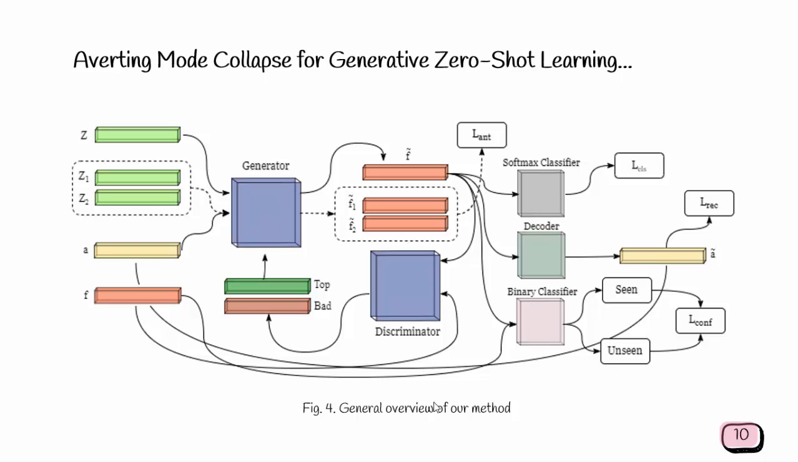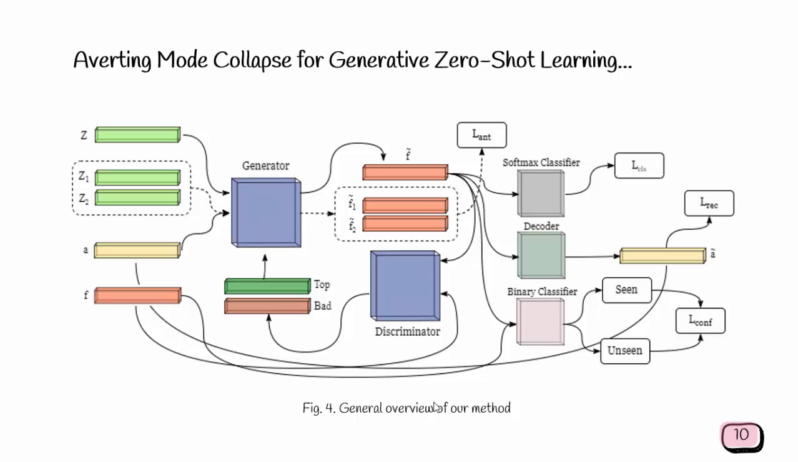In this slide, we will introduce our method, Averting mode collapse for generative zero-shot learning. Many papers have been published inspired by the paper presented in the previous slide. Our paper is one of them. We have used the paper introduced in the previous slide as the basis of our paper. In addition, we have used the regulator term introduced in the previous slides to prevent mode collapse.